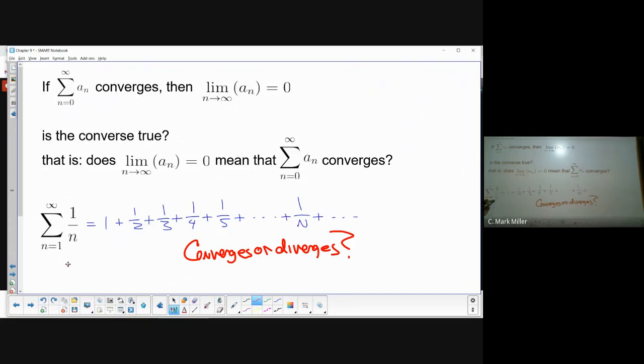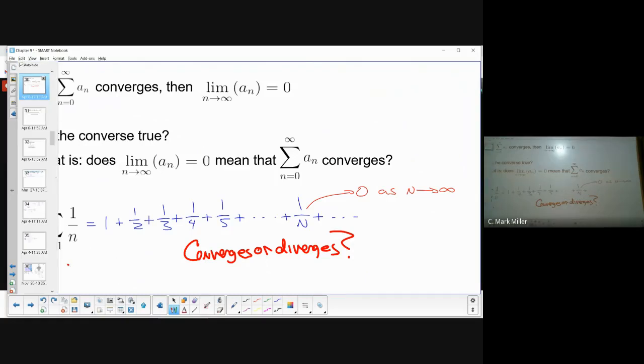Now the question is, how about this one here? Sigma 1 over n: 1 plus a half plus a third plus a fourth plus a fifth and so on. The nth term goes to 0. Does that converge? Eventually, you're adding 1 millionth, 1 million and 1th, 1 million and 2th. You're adding just minuscule amounts. Does that converge? That was a major problem in math for a long while.